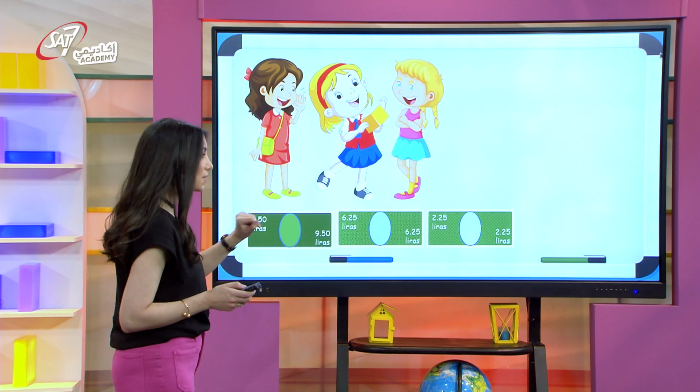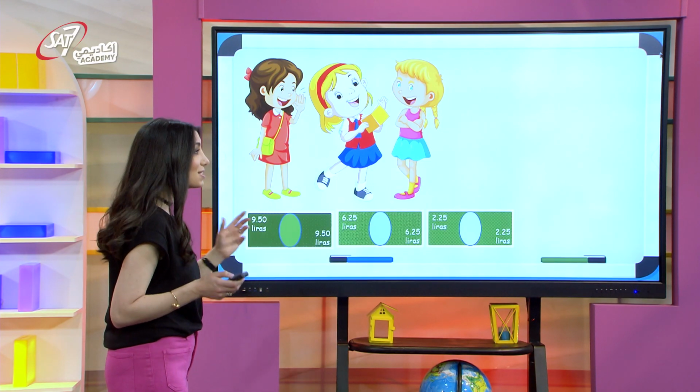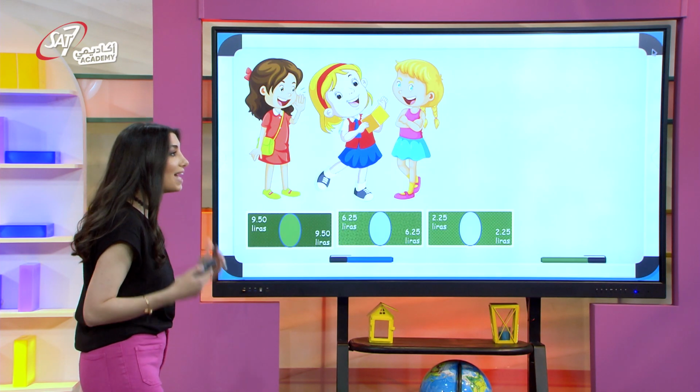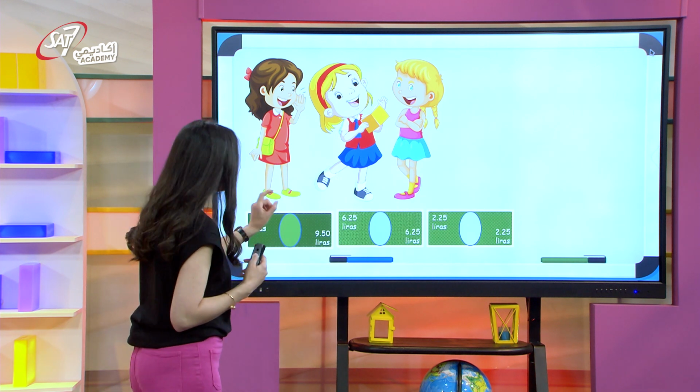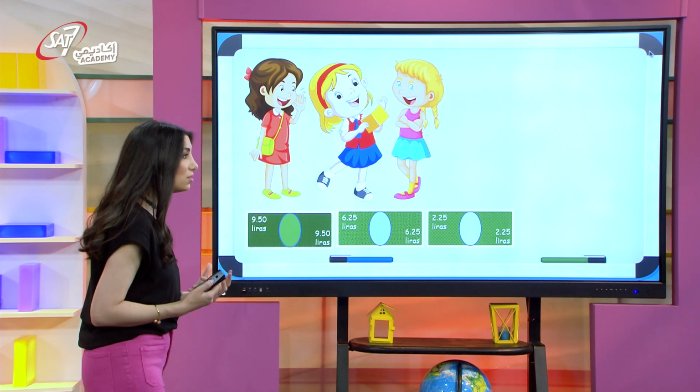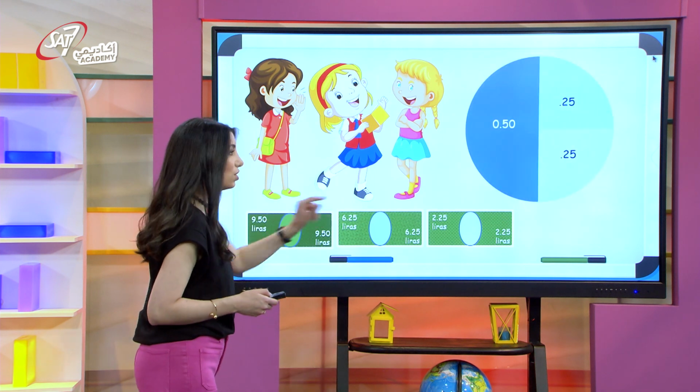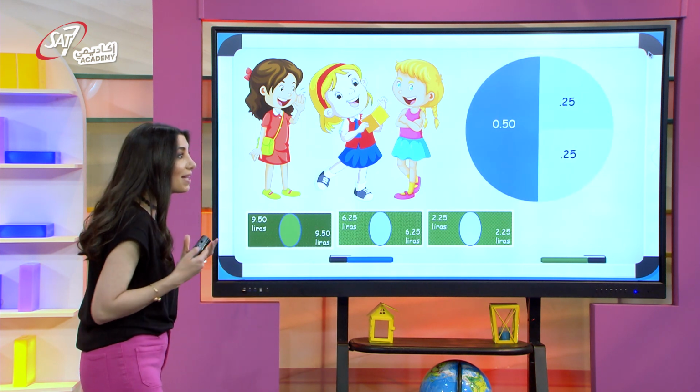Let's first add the whole numbers. 9 plus 6 plus 2. 9 plus 2 equals 11, and 11 plus 6 equals 17. Keep this number in mind. Now look at the decimals. A decimal point 50 means half. A decimal point 25 means a quarter. We have 2 quarters, which together make a half.